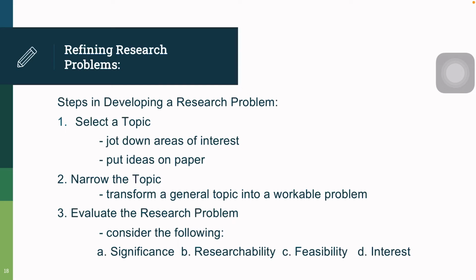And of course, evaluating the research problem. When you evaluate the research problem, the researchers must determine the significance of the problem, its researchability, its feasibility, and of course, not to forget your interest in the topic. An important criterion that can be used to determine the significance of the problem to nursing is whether the stakeholders will benefit from the findings of the study. When we say stakeholders, these are your patients, the nurses, and basically the healthcare community.